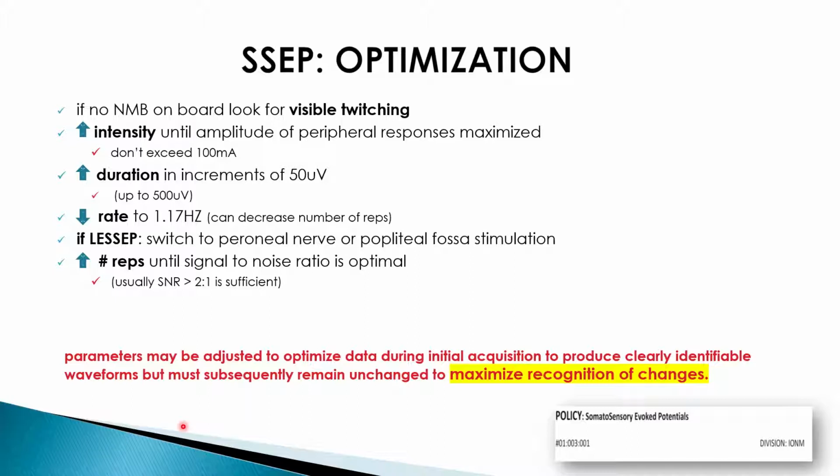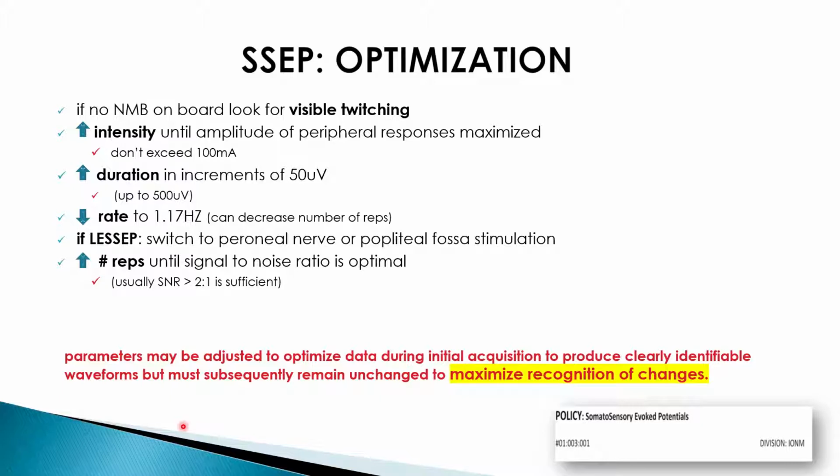Optimization of SSEP. If there's no neuromuscular blockade on board, look for visible twitching in the fingers or the toes or the foot, or wherever you're stimulating. Increase intensity until the amplitude of the peripheral response is maximized. We don't exceed 100 milliamps. Increase the duration. We don't exceed more than 500 microseconds for a stim duration. You might want to decrease the rate down to 1.1 hertz. Again, this forfeits turnover time of your data.